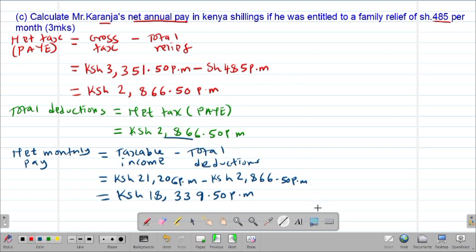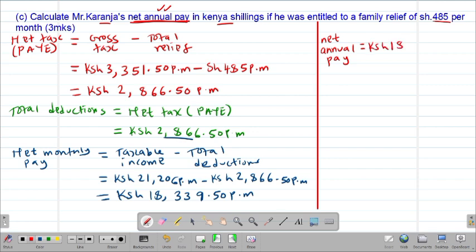But the question wanted us to find the net annual pay. Remember, annual means per year. That is in shillings. So that means our net annual pay will be equal to Kenya shillings 18,339 and 50 cents per month. So into per annum, we are going to multiply by 12 to change it into per year. You take 18,339 and 50 cents multiplied by 12. The calculator will give you 220,074 shillings per annum.